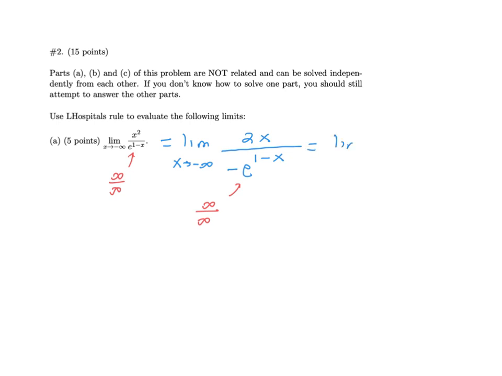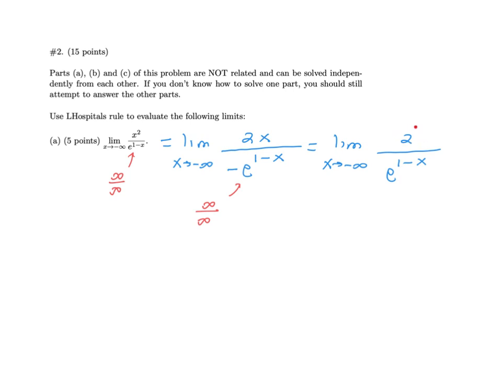So this is the limit as x goes to negative infinity of 2, divided by, this will be e to the 1 minus x. What happened here is the derivative of this goes to e to the 1 minus x times -1. With this extra -1, they cancel to give us just this. Now, what does this limit equal, if anything?